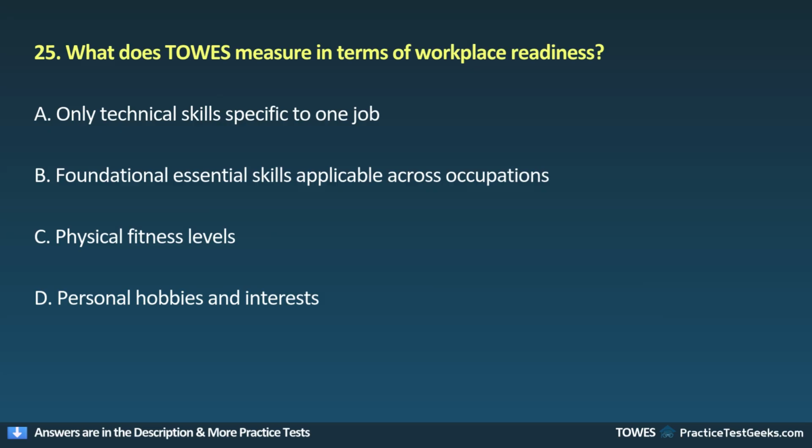25. What does TOWES measure in terms of workplace readiness? A. Only technical skills specific to one job. B. Foundational essential skills applicable across occupations. C. Physical fitness levels. D. Personal hobbies and interests.